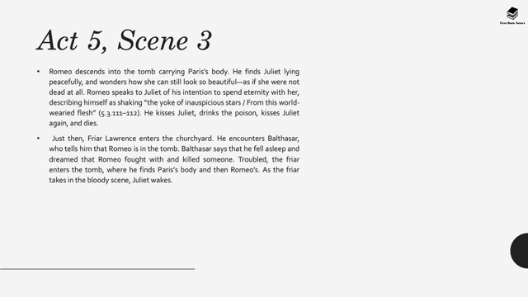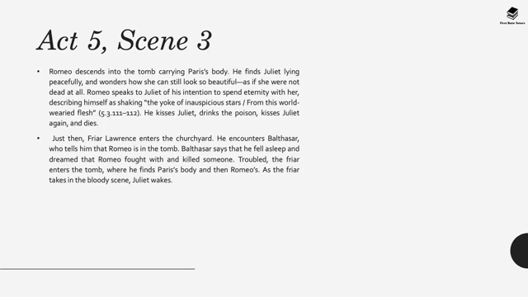and wonders how she can still look so beautiful, as if she were not really dead at all. He speaks to Juliet about his intention to spend eternity with her, and then he kisses Juliet, drinks the poison, and kisses her again before he dies. Just then, Friar Laurence enters the churchyard. He encounters Balthazar, who tells him that Romeo is in the tomb. Balthazar said he fell asleep and dreamed that Romeo fought with and killed someone.